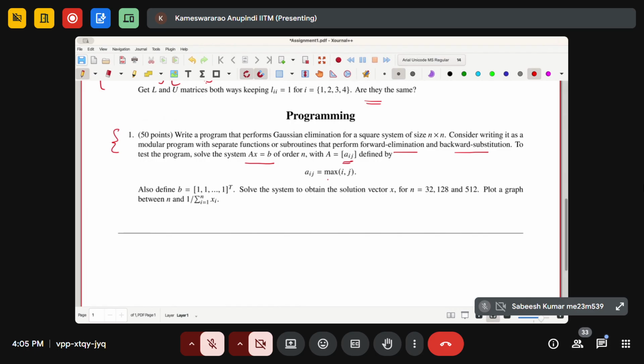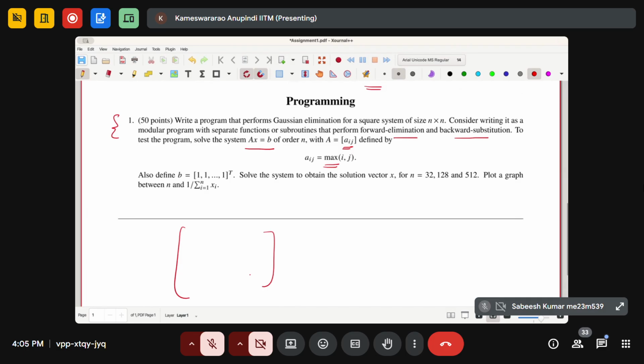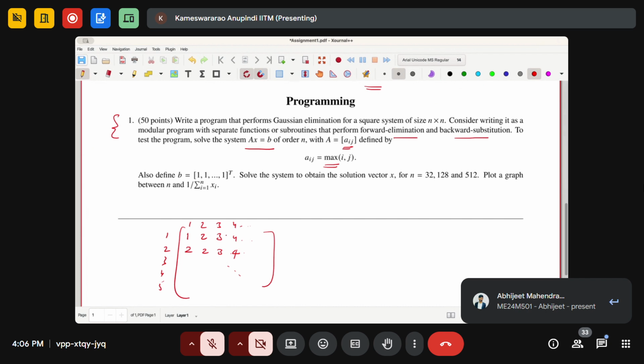Aij is now defined using max of i comma j. That means your matrix A is going to look like, let us say this is row 1, column 1, 2, 3, 4, and so on. This is row 1, 2, 3, 4, 5, and so on. So it is basically max of ij. So it will be 1, max of 1,1, max of 1,2, 3, 4, and so on. Then it's going to be 2, 2, max of this is 3, and so on. That is how you are going to populate the matrix. So that is your matrix A.